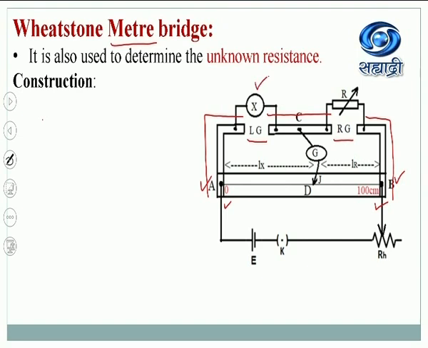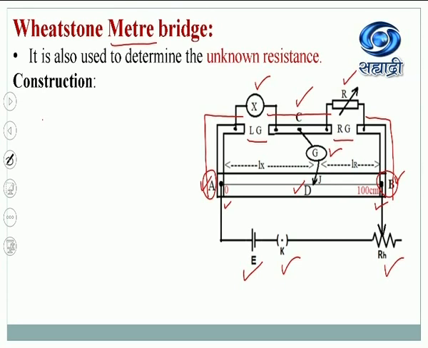In the left gap, unknown resistance X is connected, whereas in this right gap, known resistance or the resistance box R is connected. There are 2 points, this is C and this is D. Between these 2 points, a galvanometer is connected, whereas between the point A and this point B, a cell having EMF E, key K and rheostat RH are connected. So this is how the Wheatstone meter bridge is constructed.